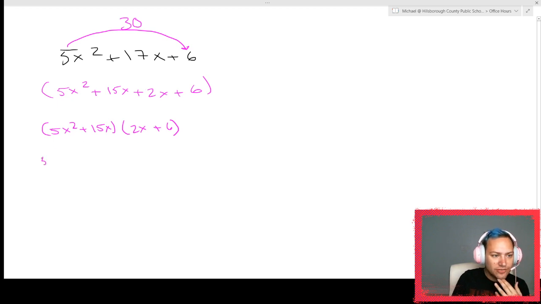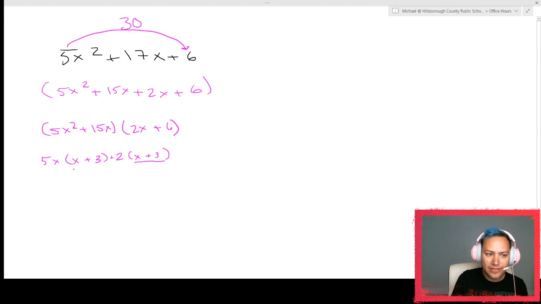So over here, the GCF is going to be 5x. 5x from 5x squared leaves me with just an x. And 5x from 15x is going to leave me with a 3. Over here, what I can factor out is a 2, and it's going to be a positive 2. So I'm going to actually put that plus there just to help me out. I'm factoring out a positive 2. So I have x and then plus 3.